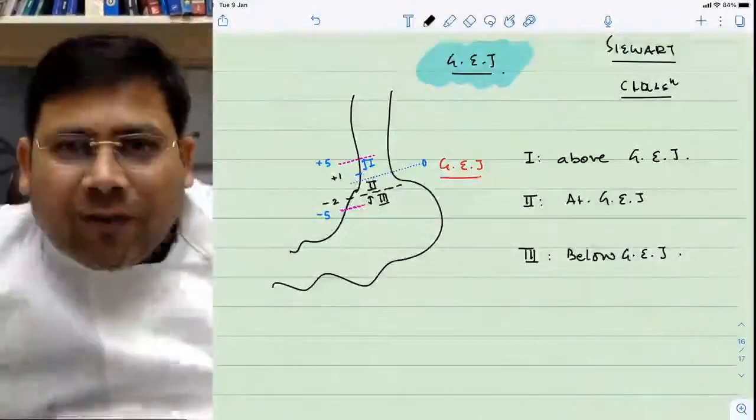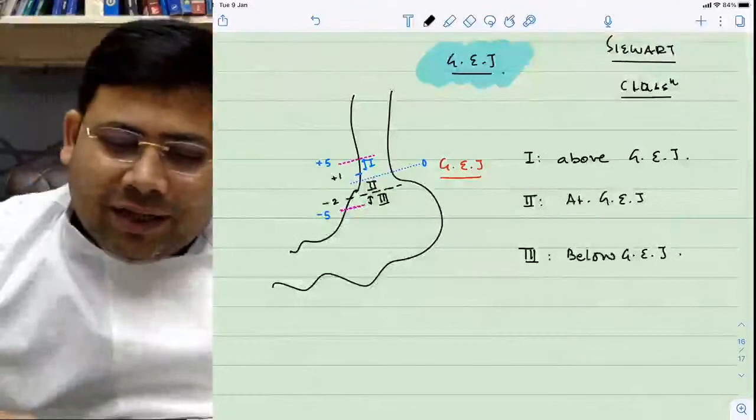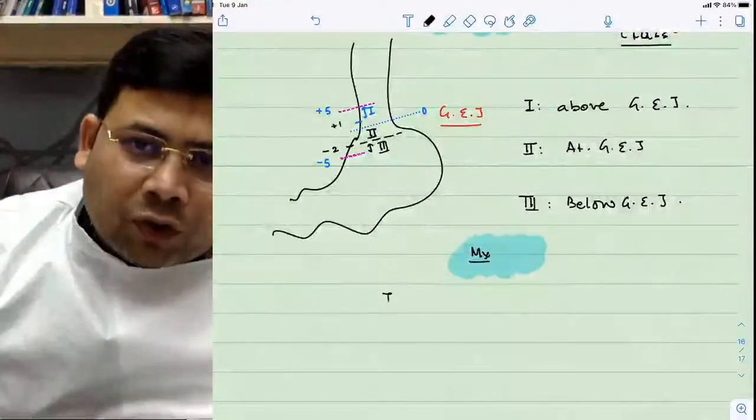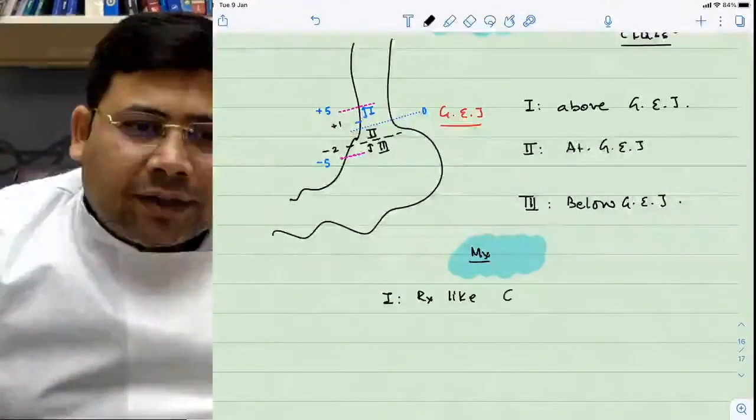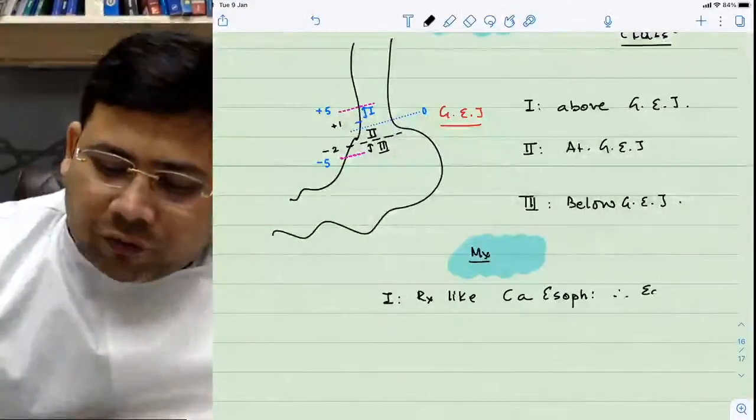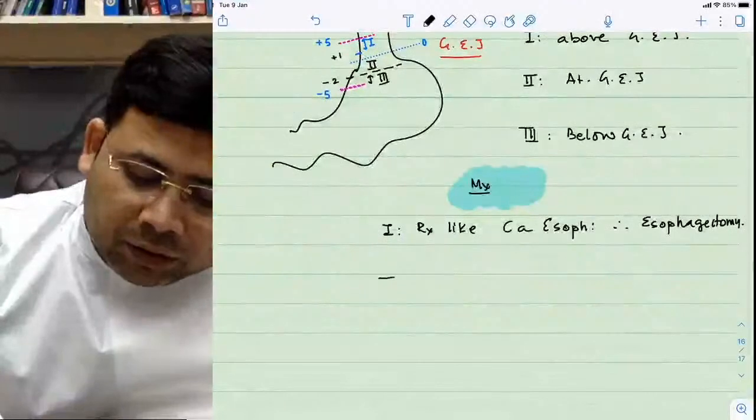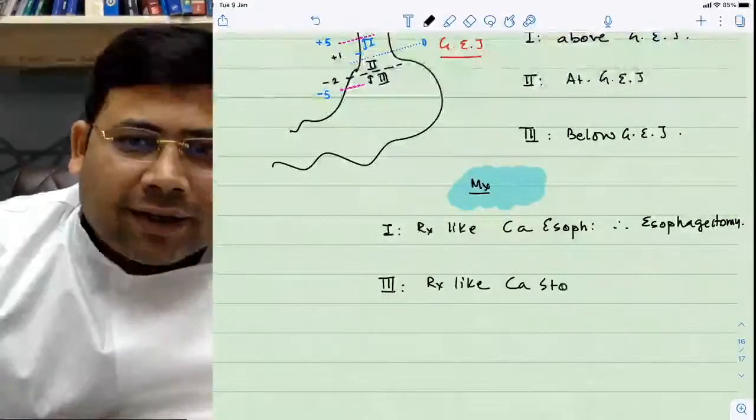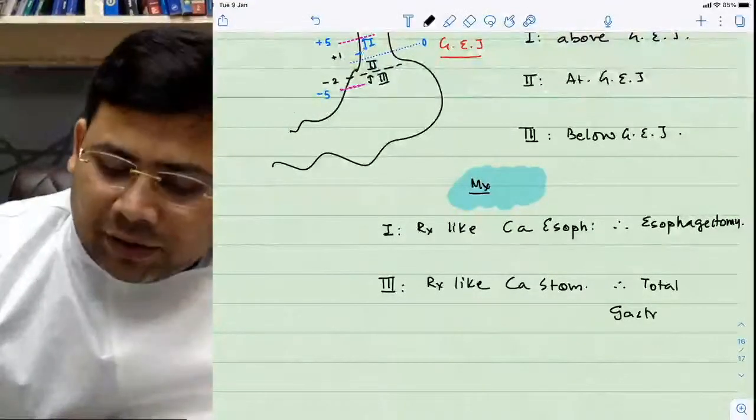Anyways, type 1 is above the G junction, remember. Type 2 is at the G junction, and type 3 is below the G junction. Now, how do we manage them? How do we treat them? Zone 1 tumors are treated like CA esophagus, and therefore esophagectomy is the call for them. Is that clear? Zone 3 of the Sieverts are treated like CA stomach, and therefore total gastrectomy is what we go for.